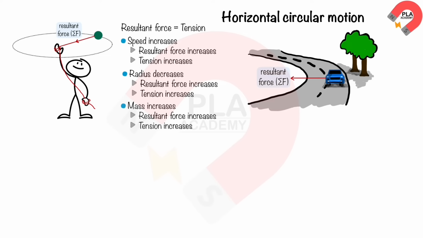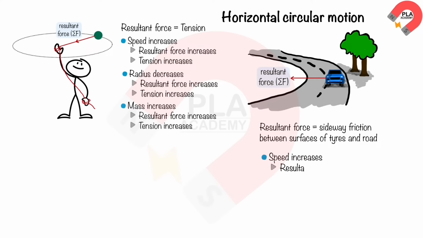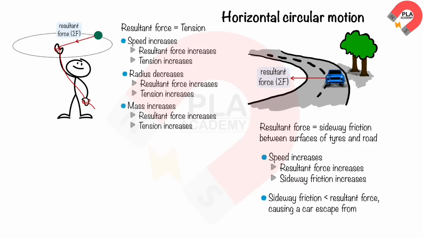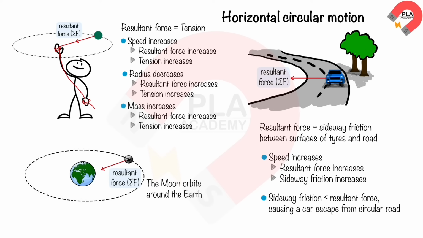A car is moving on a circular road. The resultant force, or centripetal force, is provided by the sideways friction between the surface of the car's tires and the road. If the speed of the car increases, the resultant force increases, which causes the sideways friction between the surface of the car's tires and the road to increase. If the sideways friction is not enough to support the resultant force, this causes the car to escape from the circular road. The moon orbits the Earth in a circular path. The resultant force is provided by the gravitational force between the moon and the Earth.